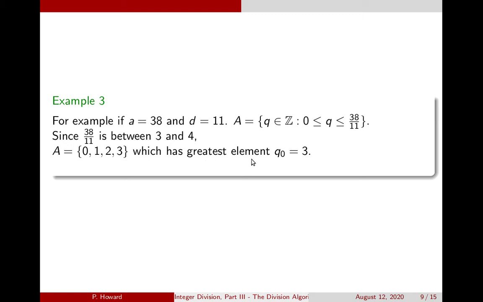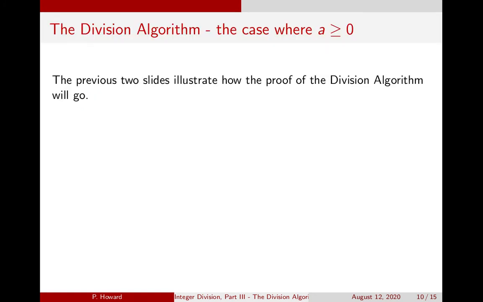And the greatest element of this set is 3, and that would be our Q0. And as we know, 3 is the quotient. And then we would construct R0 from Q0. R0 is going to be A minus Q0 times D. A is 38. Q0 is 3. D is 11. And doing that calculation gives us the remainder, which is 5. Those two slides illustrate how the proof of the division algorithm will go.